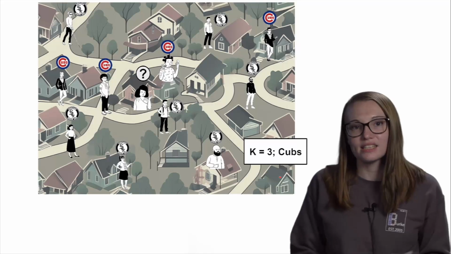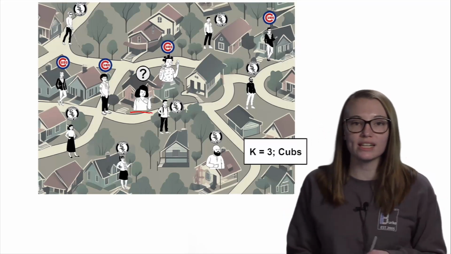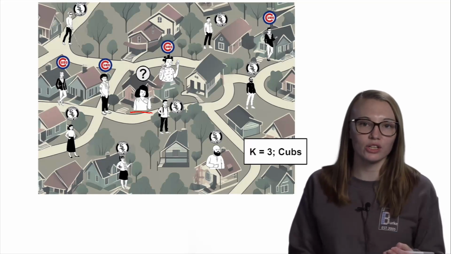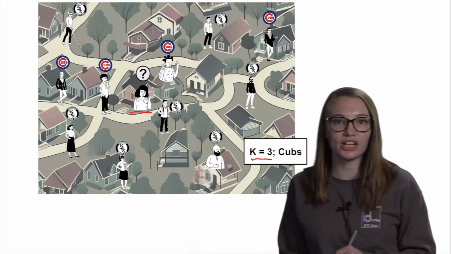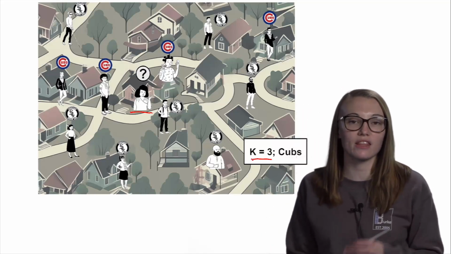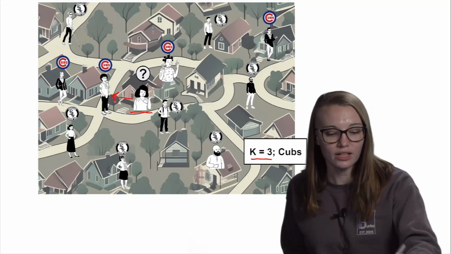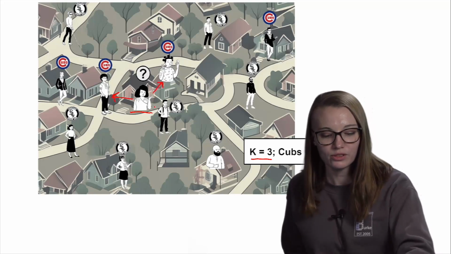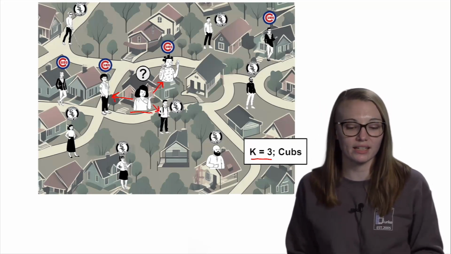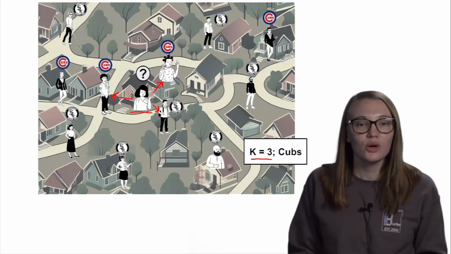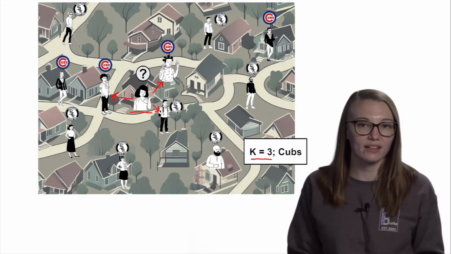let's look at the context of a literal neighborhood where we're trying to identify the sports identity of an unknown person in the neighborhood. If we select k equals 3 for our analysis, that means we are looking at the 3 nearest neighbors of that person in the center. So if we look at these 3 nearest neighbors, we identify that there are 2 Cubs fans and only 1 White Sox fan. And from this analysis, we would conclude that the unknown person is most likely a Cubs fan.